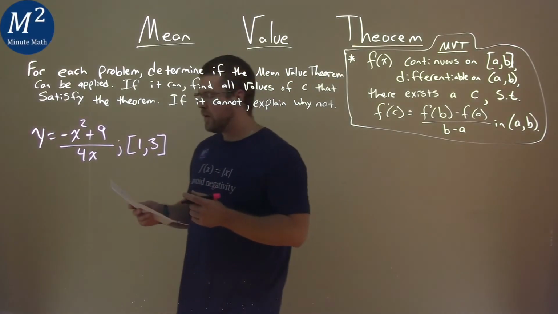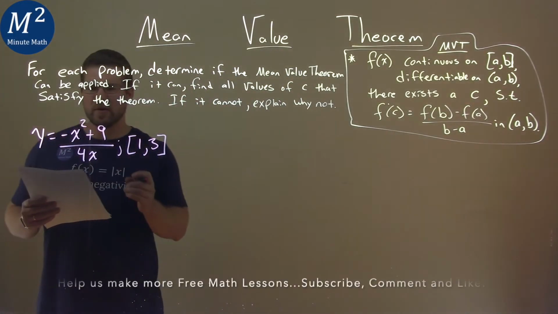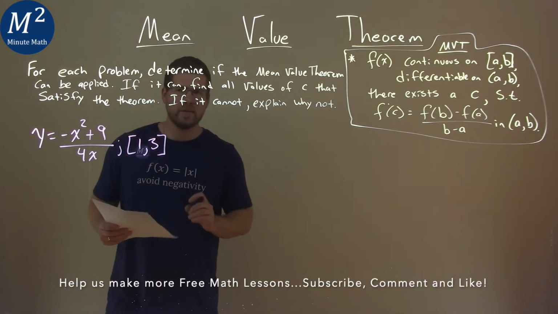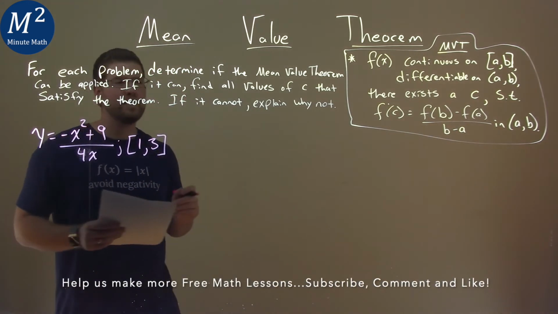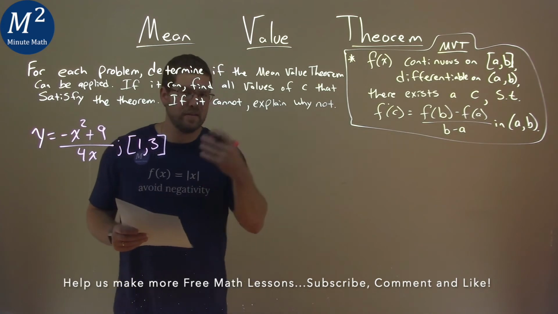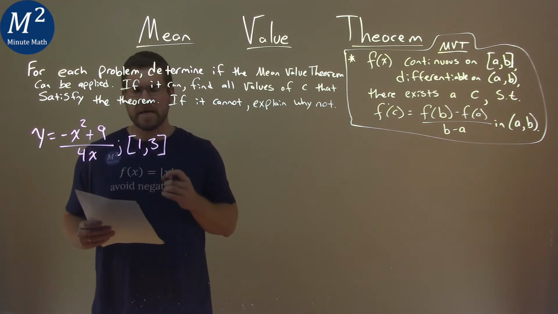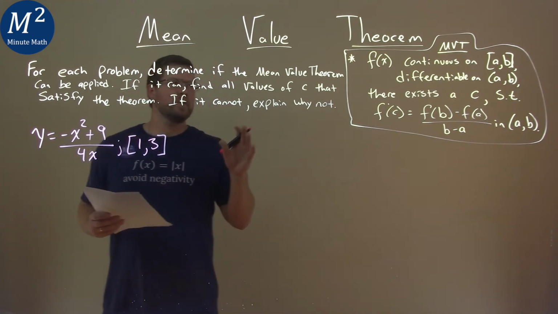We're given this problem right here. Y equals negative x squared plus 9 over 4x. And we want to find if we can use the mean value theorem on our interval from 1 to 3, and if we can, find the values of c that satisfy this theorem. Well, the main thing is, is it continuous and differentiable?